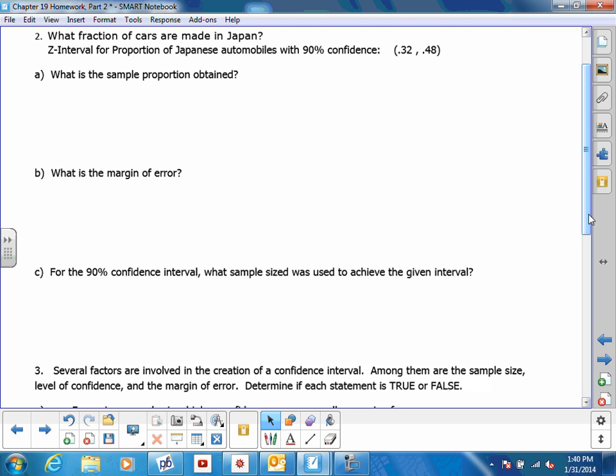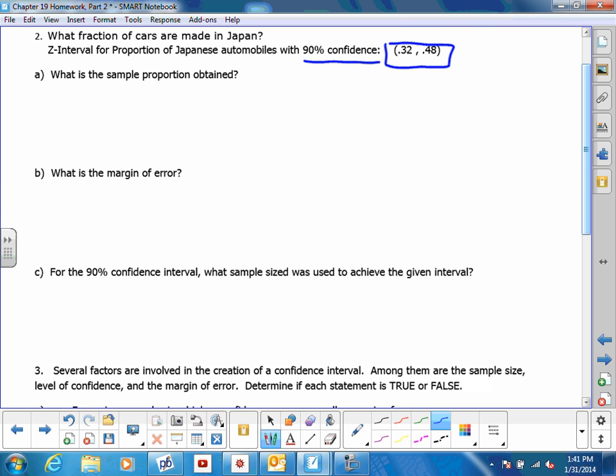What fraction of cars are made in Japan? A Z interval for the proportion of Japanese automobiles with 90% confidence. So right there, you already know your critical value. Look, the interval is given to you, and the confidence level is given to you. And from those two things, you now can figure out everything else you need to know about this problem by working backwards.